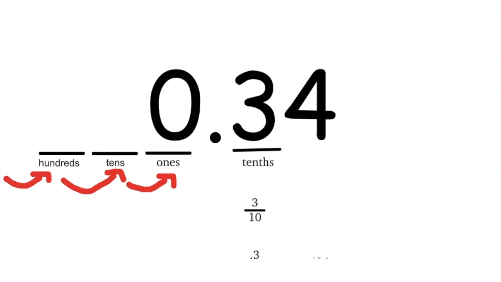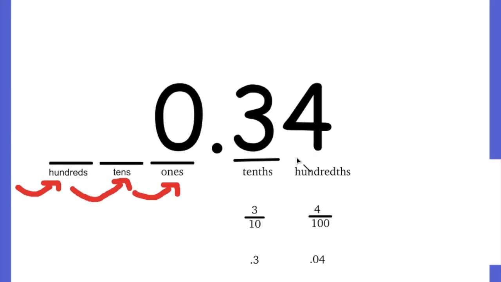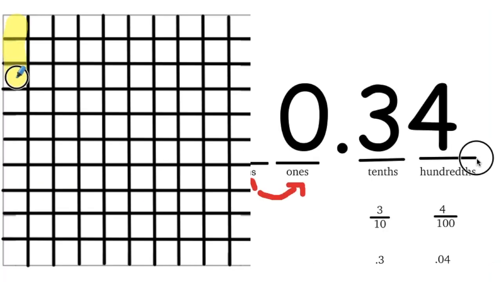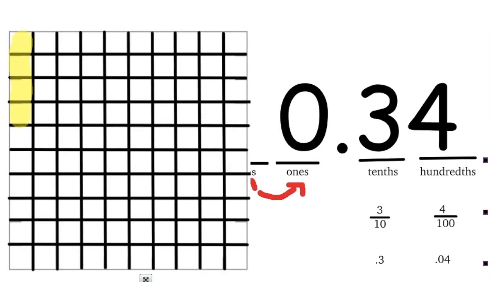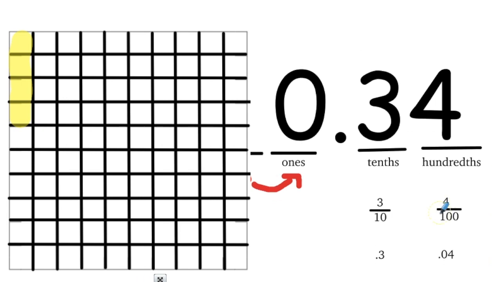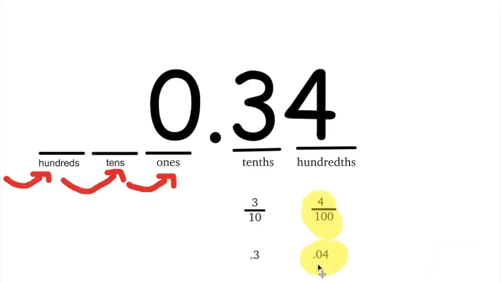that's right, we would get hundredths. This 4 is in the hundredths place. So it could be represented as 4 hundredths or 4 hundredths written in decimal form. Notice the decimal point here, followed by 0 in the tenths place and 4 in the hundredths place.